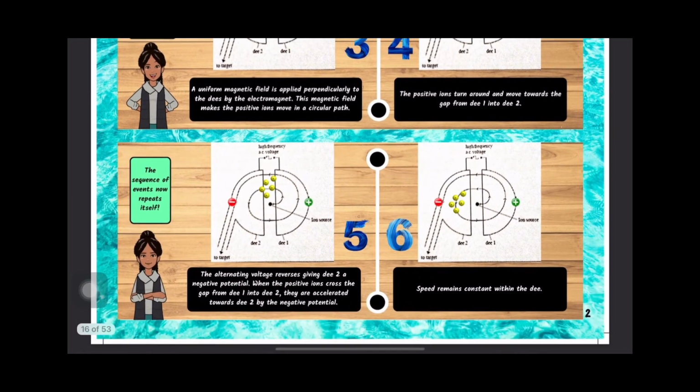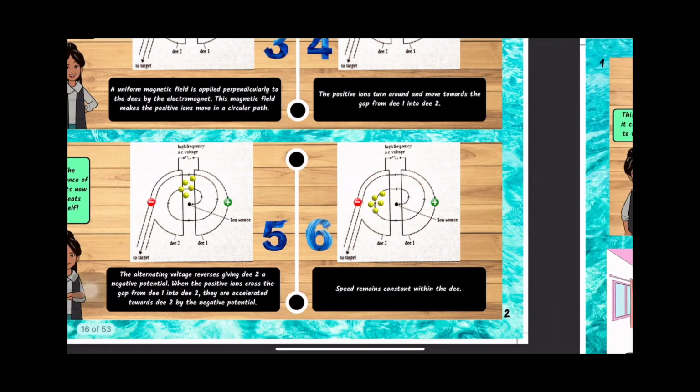Okay, then the alternating voltage reverses, giving D2 a negative potential, and D1 a positive potential, supaya ion positif ni boleh bergerak pergi kepada D2. So dia pun accelerate lah toward D2 by the negative potential. Dekat gap ni dia akan try to accelerate, sebab tertarik kan. Waktu dalam D1 dan D2 ni dia bergerak dengan constant speed. Speed remains constant within the disc. Ni lah, dalam ni constant.